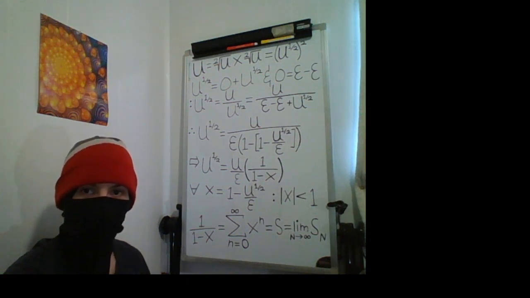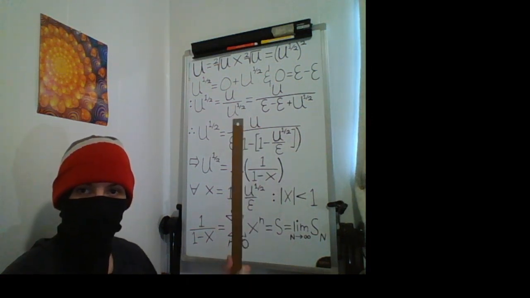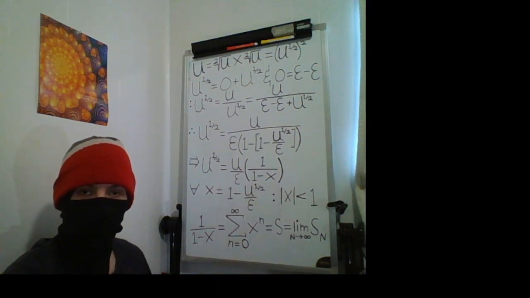With the square root of u equaling u divided by the square root of u equaling u over epsilon times the quantity 1 over the quantity 1 minus x for all x equaling 1 minus the square root of u divided by epsilon, where 1 over 1 minus x equals S, which equals the limit as n approaches infinity of the nth partial sum of the geometric series if the absolute value of x is less than 1.